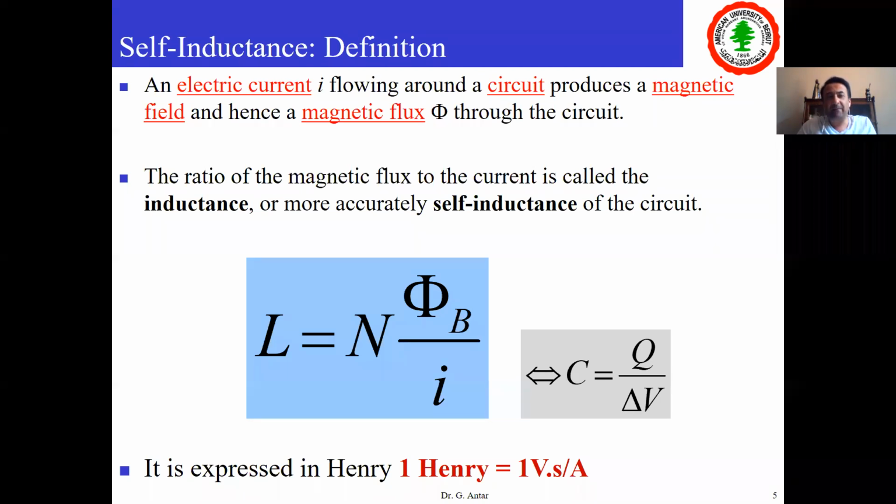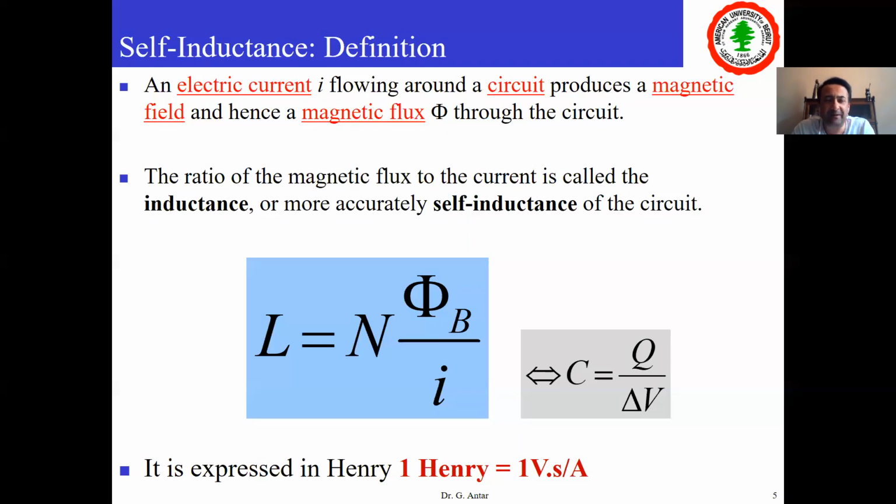So L equals N phi B divided by I, which is equivalent to C equals Q divided by delta V. If I assume that N is equal to unity for simplicity, then what I can write is phi B, the magnetic flux, is equal to L multiplied by I. The amount of magnetic field I generate for a given current I is equal to this current I multiplied by this inductance L of the inductor.